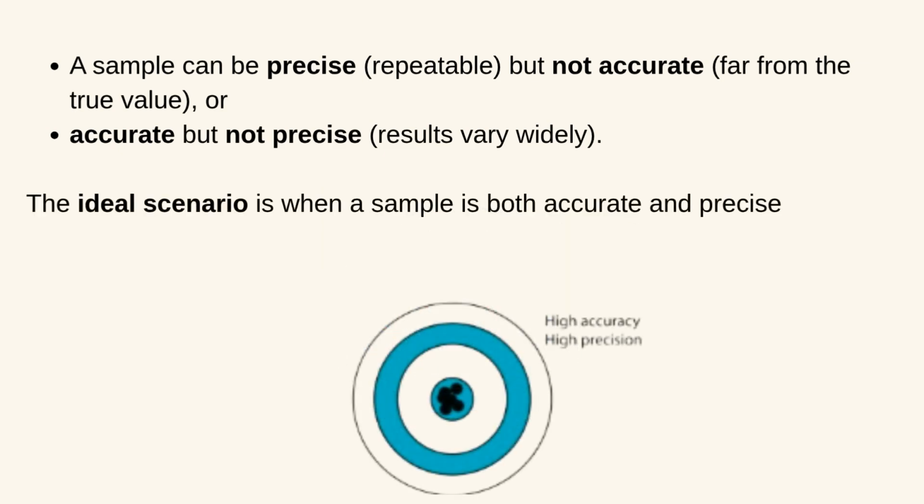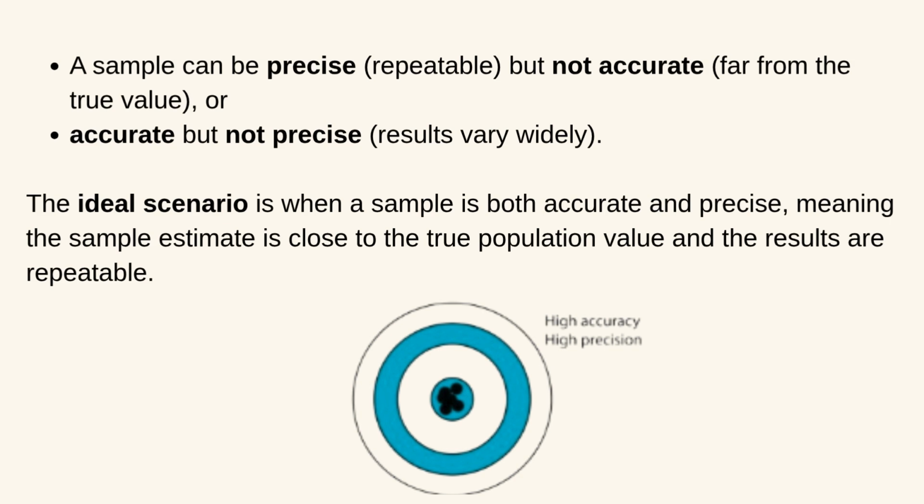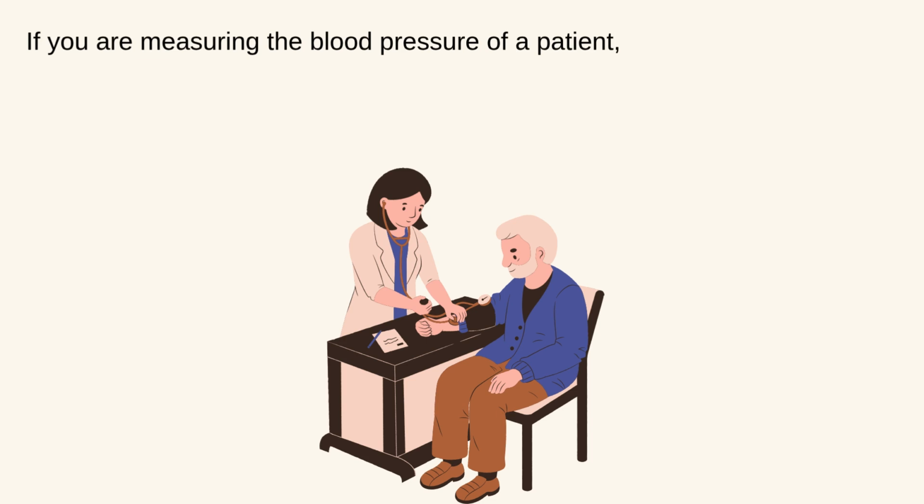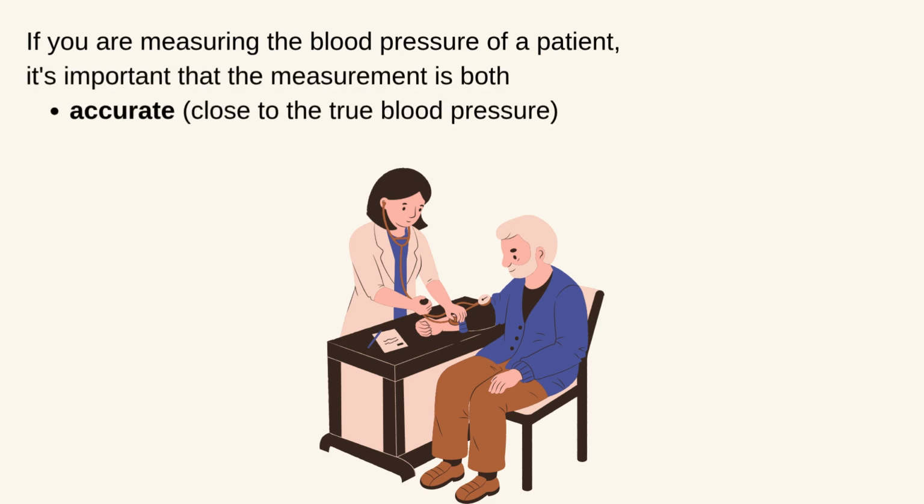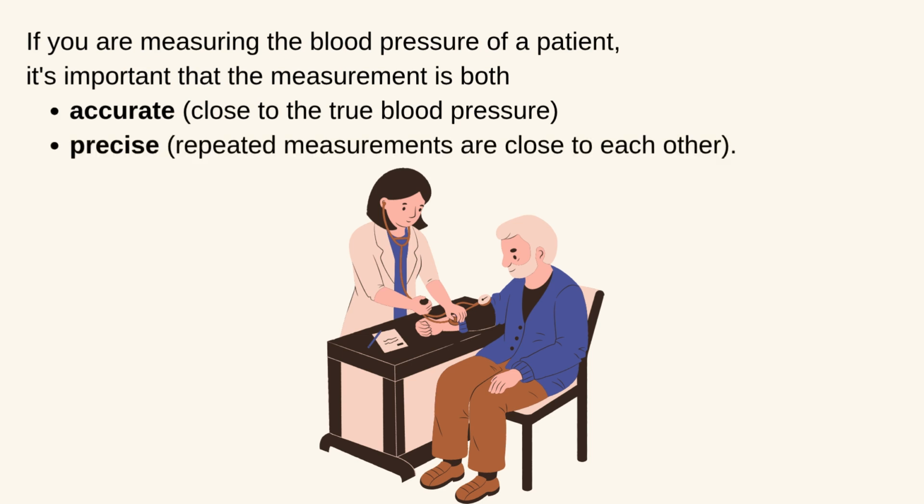The ideal scenario is when a sample is both accurate and precise, meaning the sample estimate is close to the true population value, and the results are repeatable. If you are measuring the blood pressure of a patient, it's important that the measurement is both accurate, close to the true blood pressure, and precise, repeated measurements are close to each other.